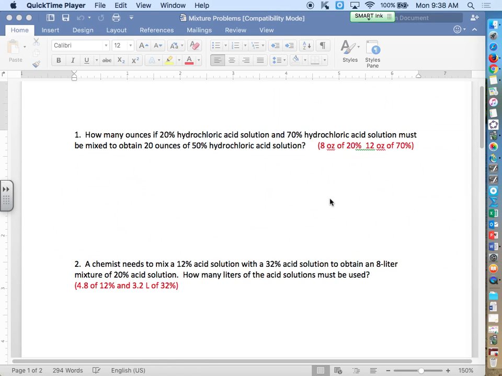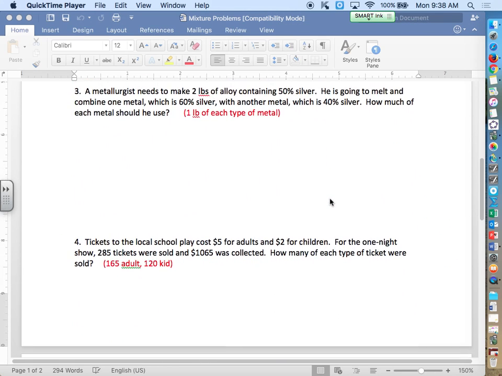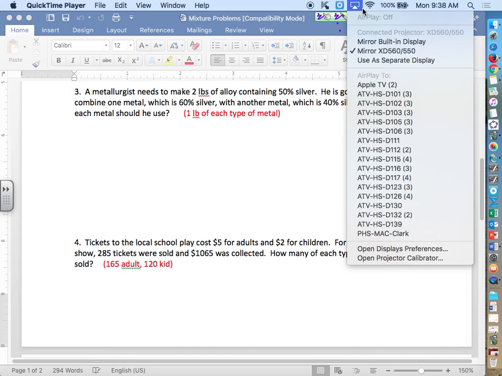Let's do then together, we'll do this metallurgy problem here. So we have 2 pounds of an alloy that's 50% silver. We want to melt one metal that's 60% and the other metal that's 40%, and somehow come up with 50%. So really, it's the same idea. The only thing that's different is we're not talking about solutions that we're mixing together.